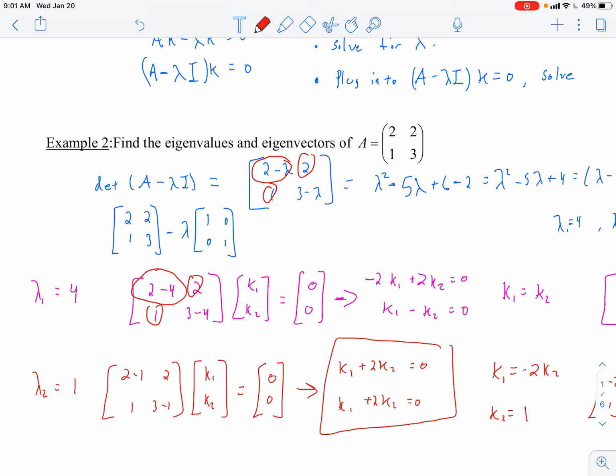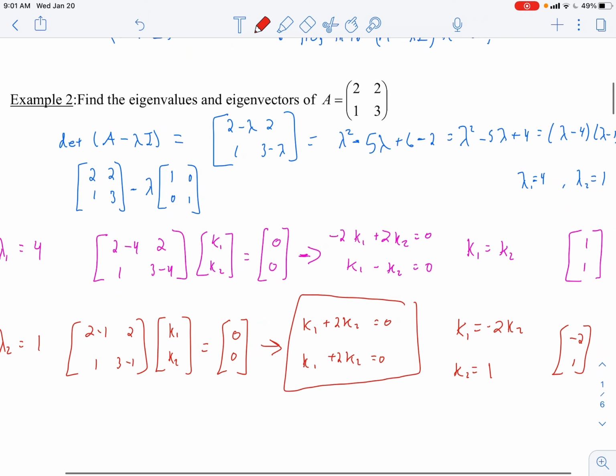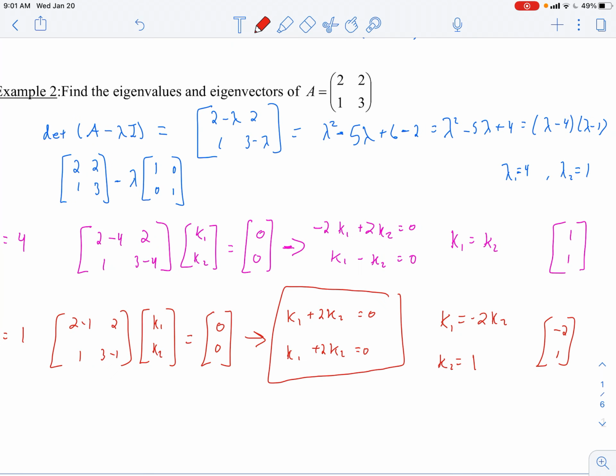Right, so hopefully you're saying, okay, that's not too bad. Now we're going to set these up as a system of linear equations.